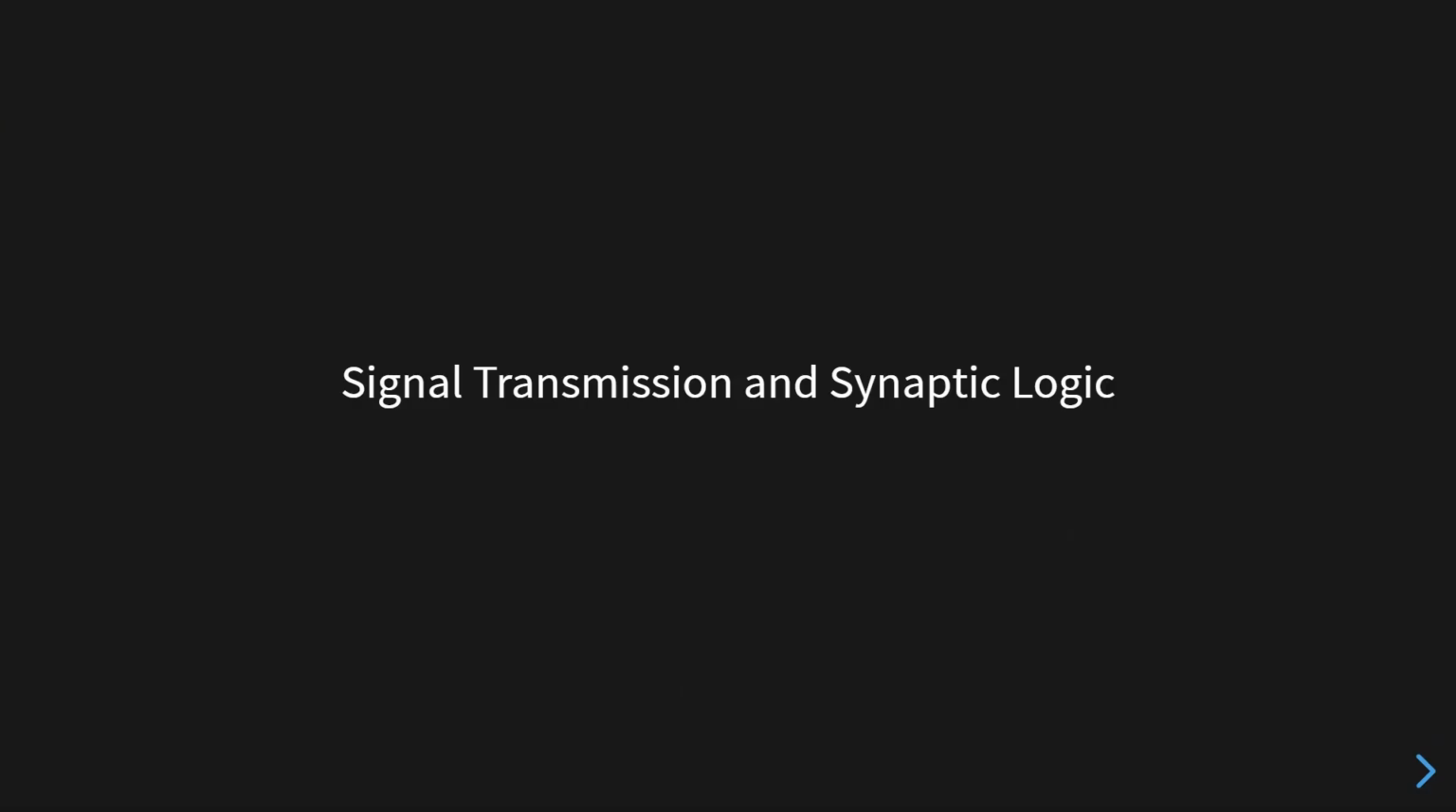So today's topic is going to be signal transmission and synaptic logic. And by signal transmission, we just mean that neurons have to send each other signals, which just say, for example, hey, something is touching my skin, or hey, I'm feeling pain, or I'm feeling sad, or I want to say this, or I want to move to that room. And synaptic logic is just how all of this is handled.